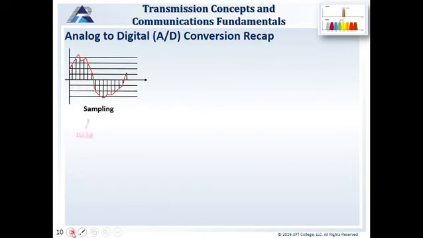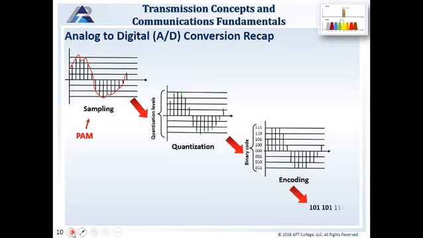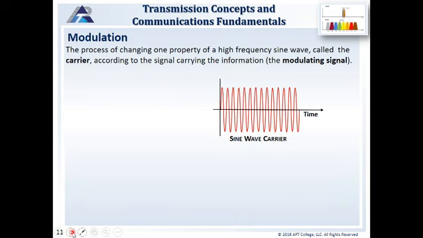So we go through sampling, or pulse amplitude modulation, and then we go through quantization. This gives a predetermined value, and then we encode and transmit those encoded words. Quantization and encoding are pulse code modulation. That binary stream is sent toward our transmitter.